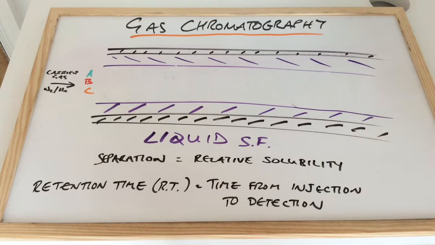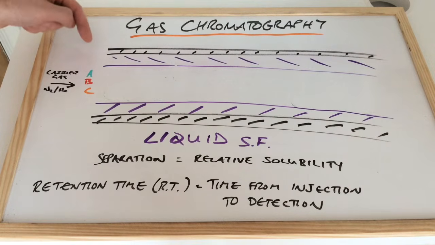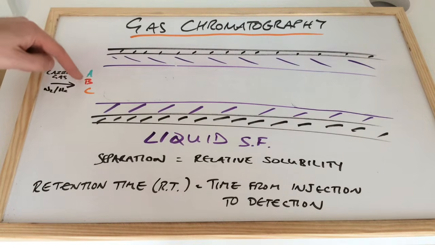So I've changed the stationary phase now from a solid to a liquid, and you can see that the separation now is by relative solubility. Retention time still the same, time from injection to detection. So again, we're going to inject the sample. So again, I've just got A, B and C.